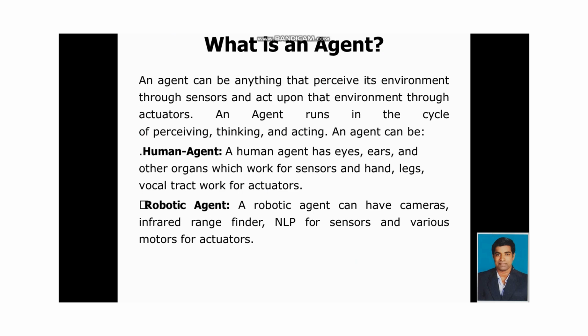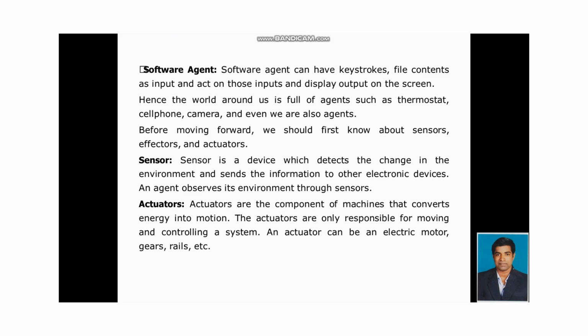What is an agent? An agent can be anything that perceives its environment through sensors and acts upon that environment through actuators. An agent runs in a cycle of perceiving, thinking, and acting. An agent can be a human agent, a robotic agent, or a software agent.